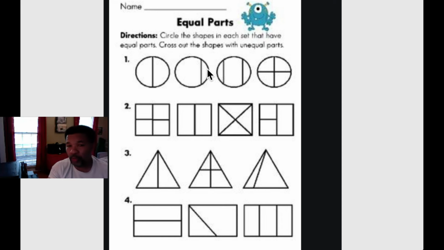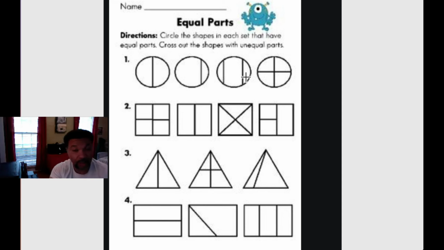Okay. What should we do with that one? Cross it out? Yes, we crossed this one out. Very good. You guys got it. Let's take a look here. This looks kind of like a tennis ball, doesn't it? Well, let me ask you this. How many sections? One, two, that's a big section. Three, four. Well, let me ask you, what do you notice?